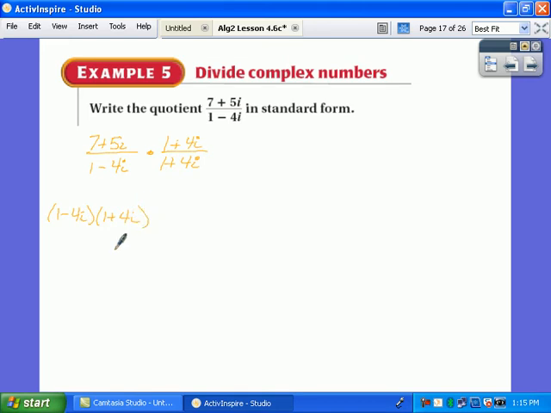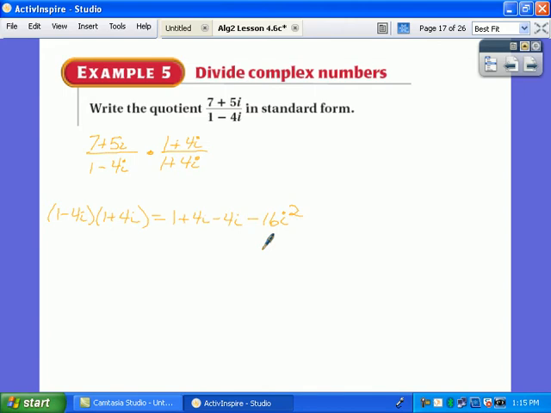And again, the reason that we're using conjugates is because the middle term should drop out, and it should leave me with only a real number. That's the whole point. If I do this and I don't get just a real number, I must have messed up. Okay, so 1 times 1 is 1. 1 times plus 4i is plus 4i. 1 times minus 4i is minus 4i. And then negative 4i times positive 4i is negative 16i squared. Careful. It's got to say i squared, because i times i is i squared.